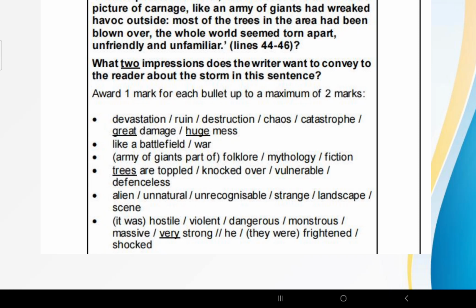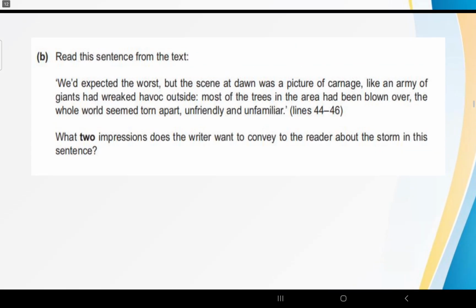1 2 3 4 5 6. So it shows that they can find 6 impressions in this extract here, or this sentence here. So let's see what these are. And because it has 2 marks, look at this, it has 2 marks.